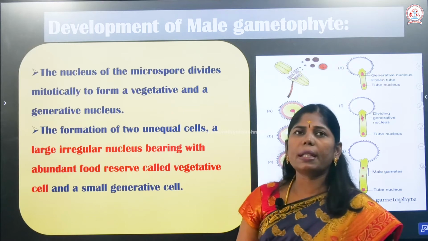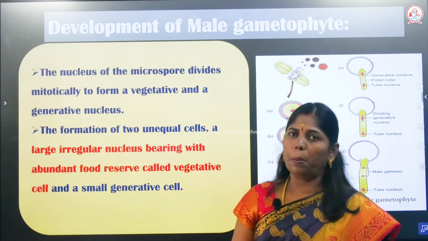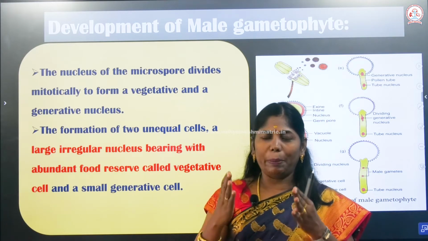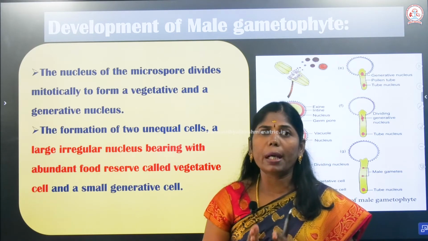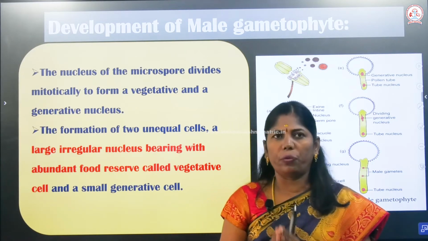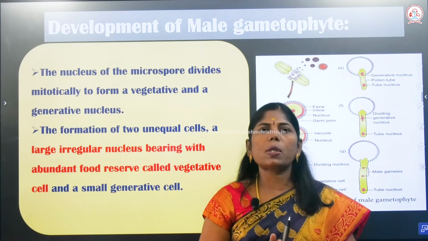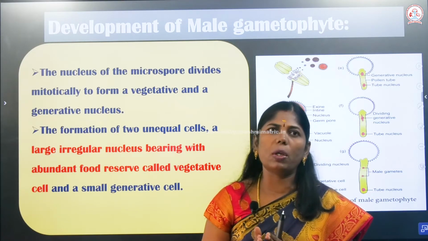Next we are going to see the development of the male gametophyte, how the male gametophyte is formed. The male gametophyte is formed from the microspore. So the microspore is considered the first cell of the male gametophyte. The microspores are formed from the diploid microspore mother cell as a process of meiosis, isn't it?